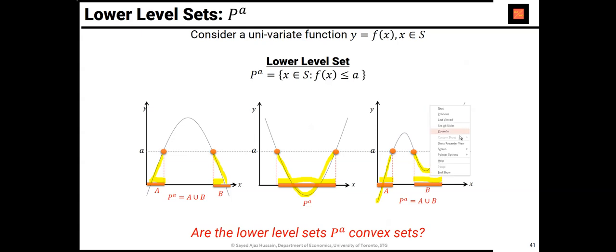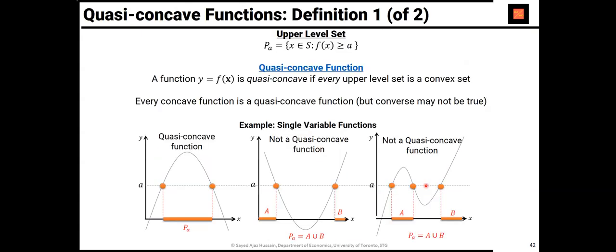And now again we are asked the following question: is this orange set a convex set? No, right? Is this orange set a convex set? Yes. Is that orange set a convex set? No. And so we now have a definition. Consider upper level sets. A function is quasi-concave if every upper level set is a convex set.